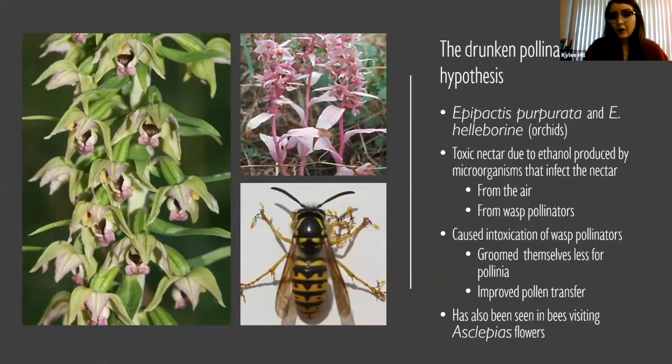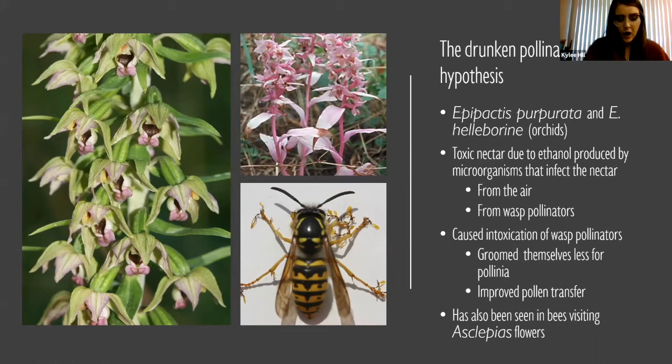Next is the drunken pollinator hypothesis. And this is centered around two types of orchids known as Epipactis purpurata and Epipactis helleborine. This is purpurata, this is helleborine. And the toxic nectar of these orchid species is due to the presence of ethanol that is produced by microorganisms infecting the nectar. And the microorganisms can either come from the air or they may be transferred by wasp pollinators.